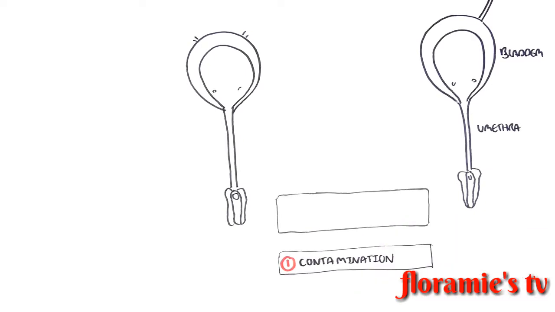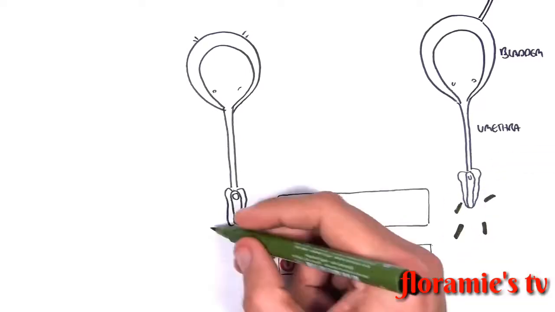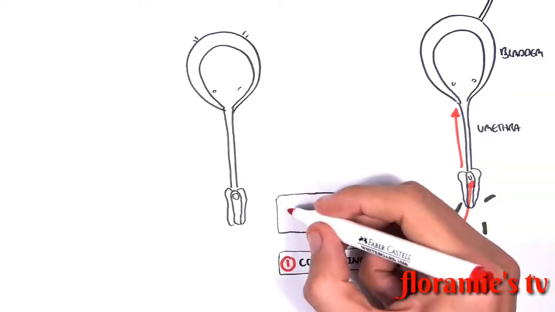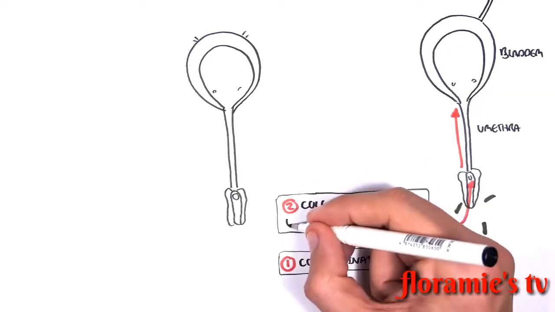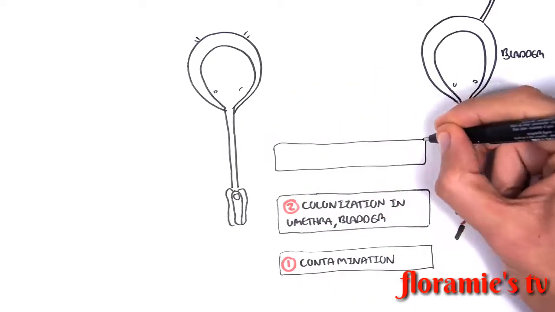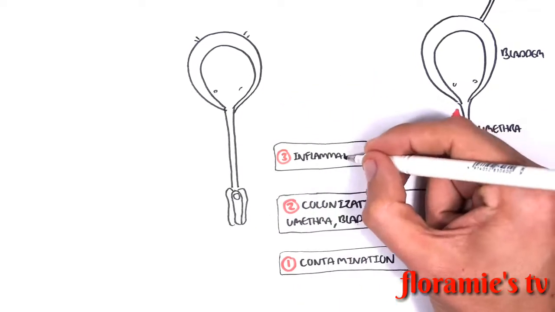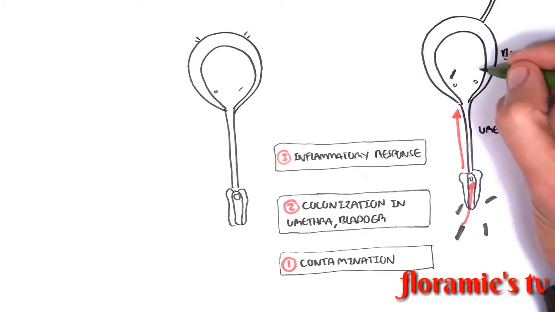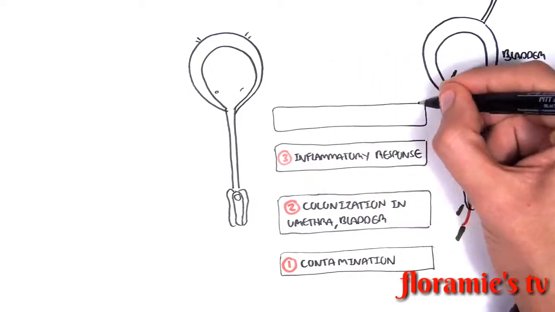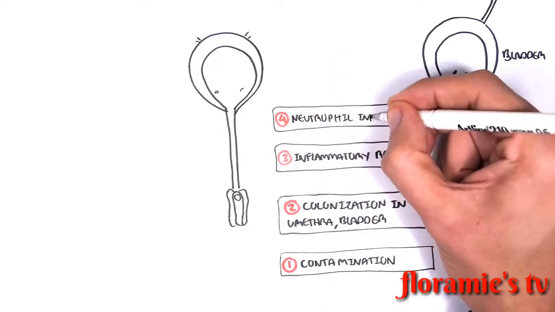Bacteria contaminates the lower urinary tract because of certain risk factors. Let's just say that bacteria is E. coli because it is the most common in 80% of cases. They initially colonize the urethra and the bladder. This triggers an inflammatory response in the lower urinary tract. Neutrophils are then recruited to this area.